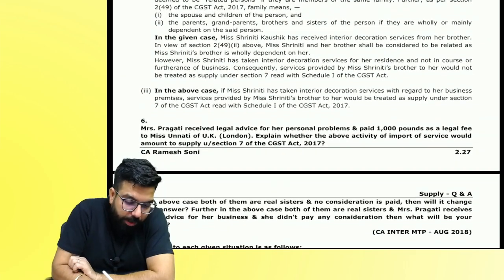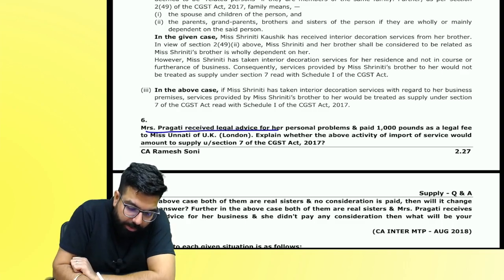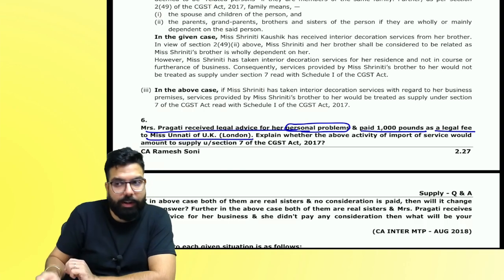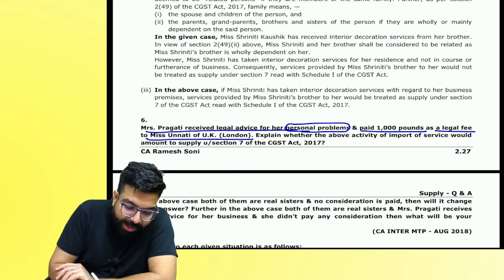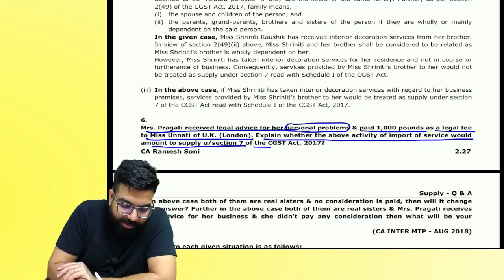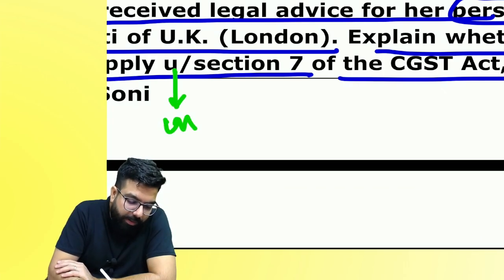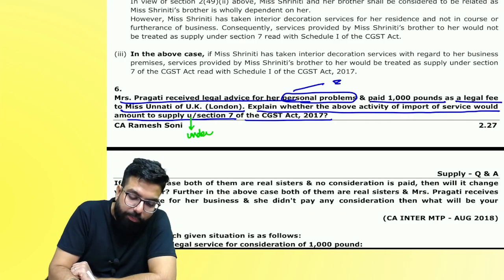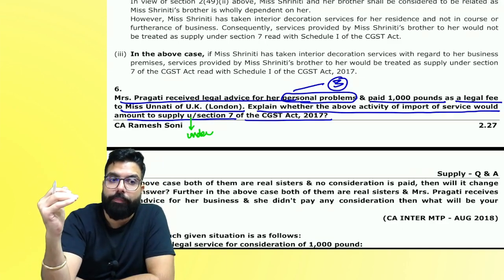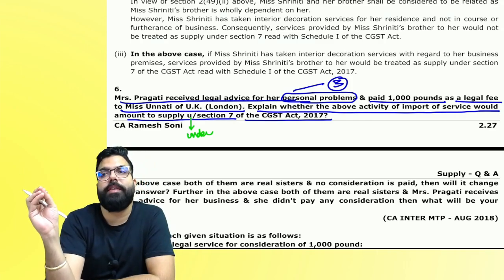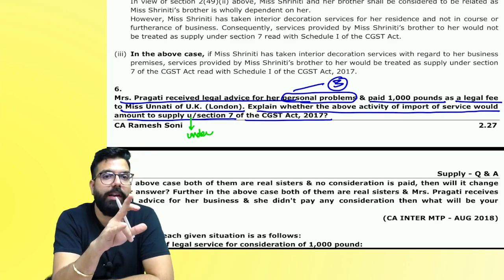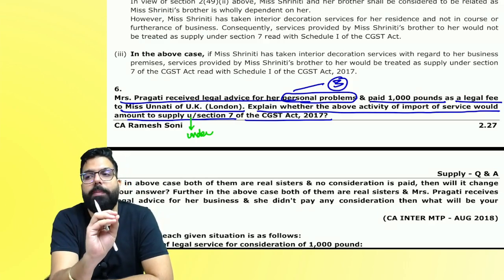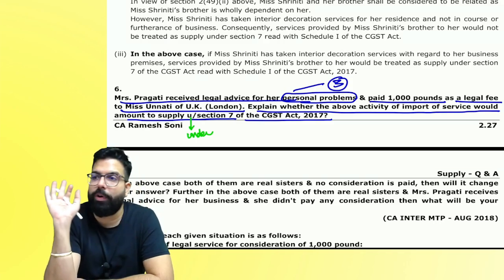Miss Pragati received legal services for her personal problem and paid 1,000 pounds as legal fees to Miss Unnati in London. Is it importation of service, everyone? Examine whether the activity would amount to supply under section 7. Would it amount to supply? Yes. But if it comes for 3 marks, first you have to write the law. Then the observation, saying that even though it's an importation of service, not in the course of business, it will still come under section 7. And as per section 7, concluding that even though not for business purpose, it will be considered as supply. You have to write it properly. Can I go ahead, everyone? Yes, madam.